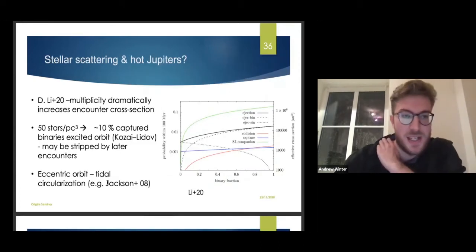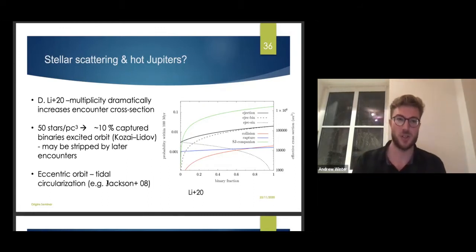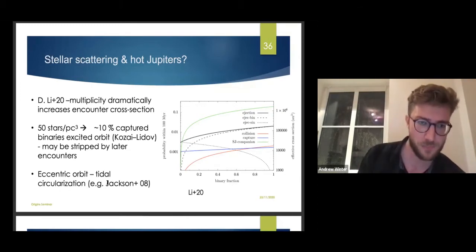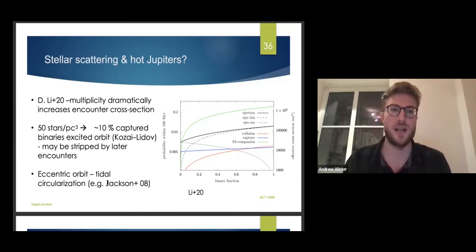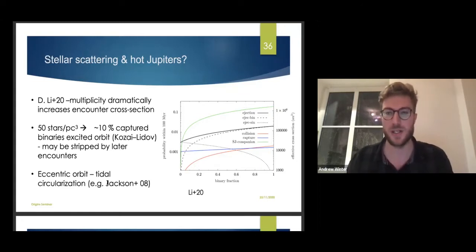So how does this link physically with formation mechanisms for potentially hot Jupiters? An interesting paper this year by Li et al. demonstrated that if you have multiplicity within an n-body simulation or a Monte Carlo simulation of a cluster, this increases the encounter cross-section dramatically. Even for very moderate density environments that you'd expect maybe for open clusters, 50 stars per cubic parsec, about 10% end up with captured binaries with these hot Jupiter companions.